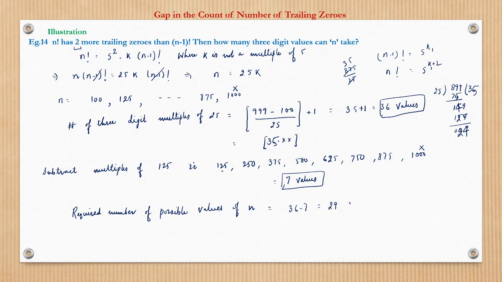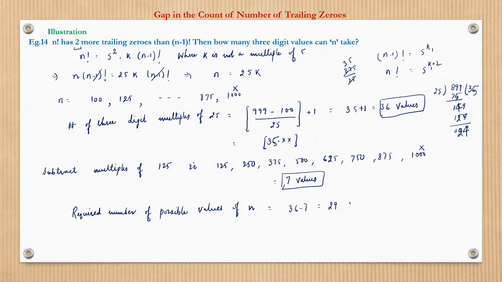Similarly, here it is 125. Then we subtract the multiples of 125. Why? Because we do not want 3 or 4 powers of 5. We want exactly 2 powers of 5. So to subtract those cases, we will subtract the multiples of 125. So this is nothing but 125, 250, 375, 500.